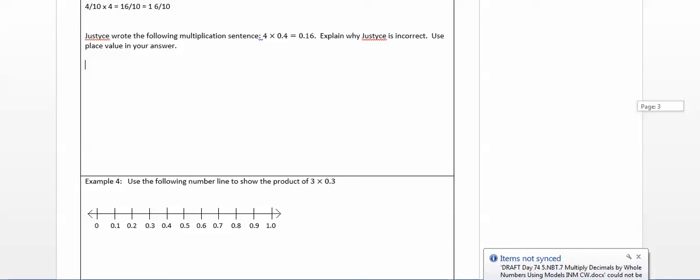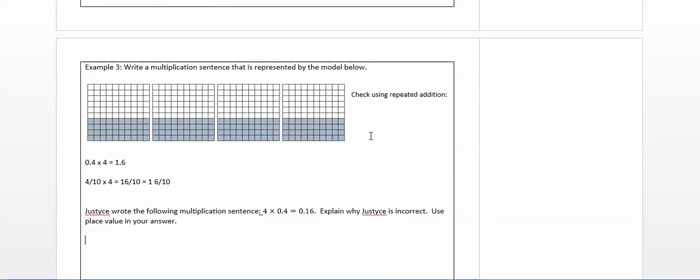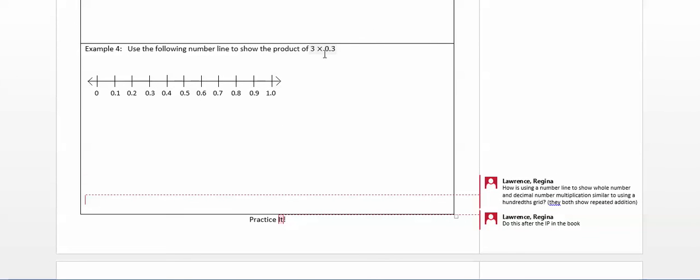Okay, let's look at this next one. Now we are using a number line. So again, we're showing this repeated addition. The other nice thing here is this repeated addition, you see it in this model. You have 4 groups. This is the same as 4/10 plus 4/10 plus 4/10 plus 4/10. So when we move to a number line, it's not all that different. We're showing 3 groups of 3/10, so 3 hops, each being 3/10.